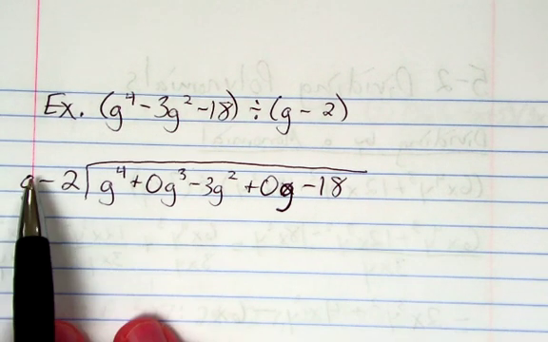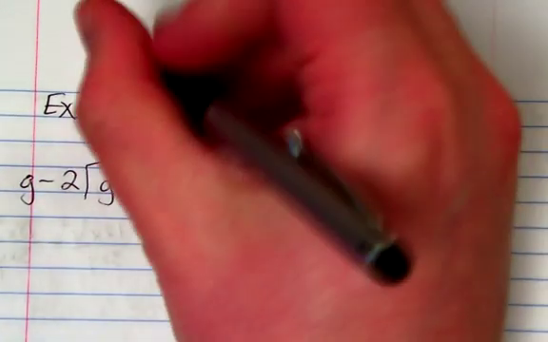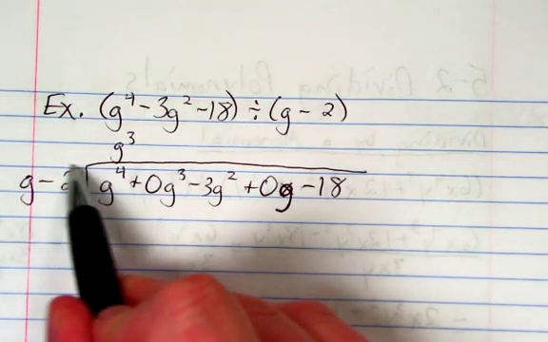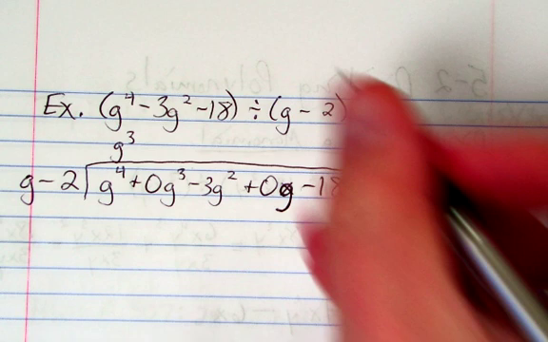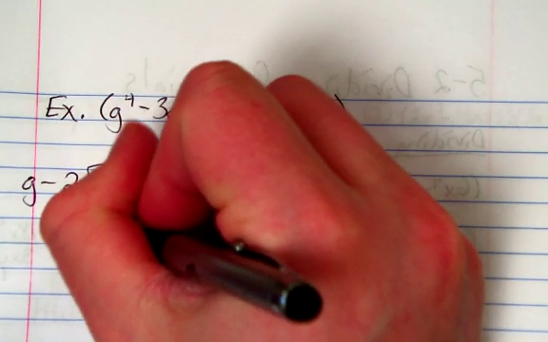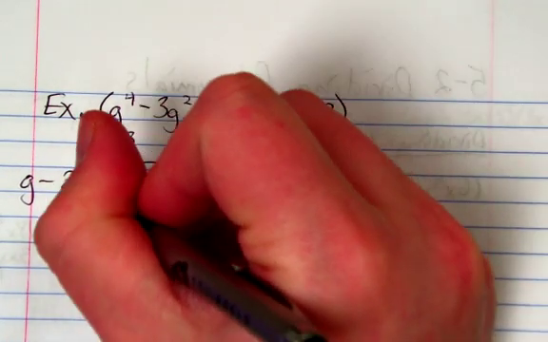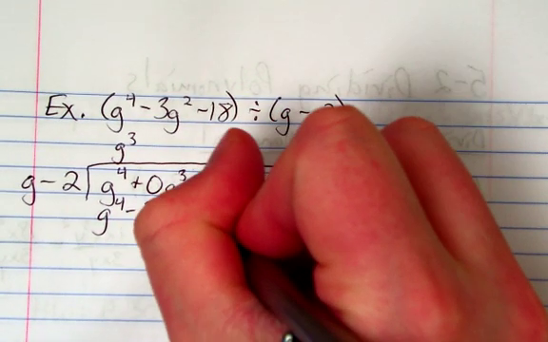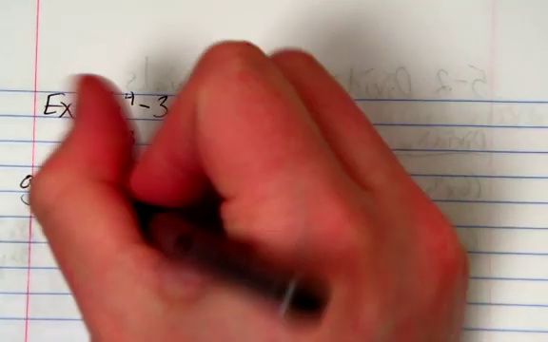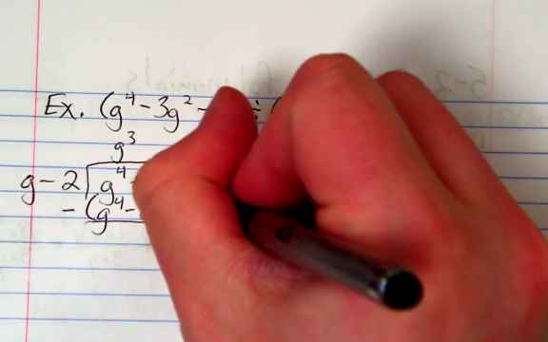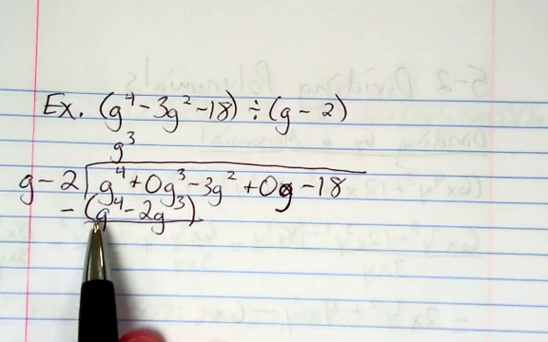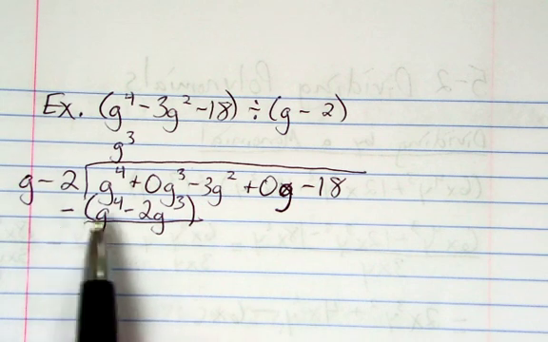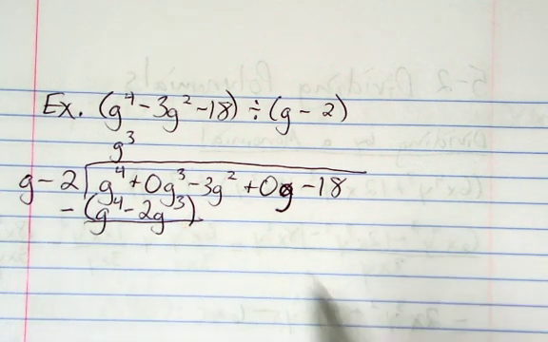So now I ask the question, how many times does g go into g to the fourth? The answer is g to the third. So take g to the third times g minus 2. G to the third times g is g to the fourth. G to the third times the negative 2 is minus 2g to the third. And now I'm going to subtract this entire quantity. Please make sure that you either put parentheses around this or immediately distribute the minus sign.